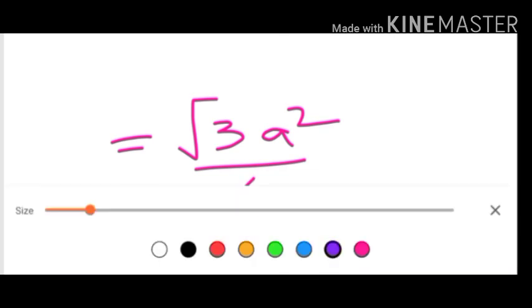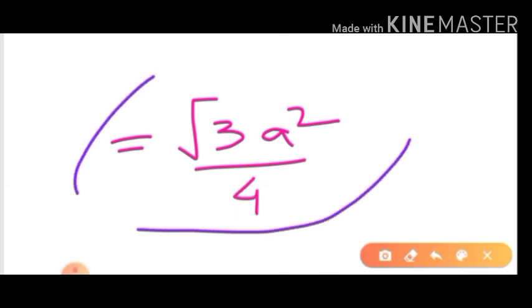So the area of an equilateral triangle is, you have to memorize, root 3 a square by 4. This is very important. You can use it later on in higher classes also. Even if you are asked directly, you can put this one.